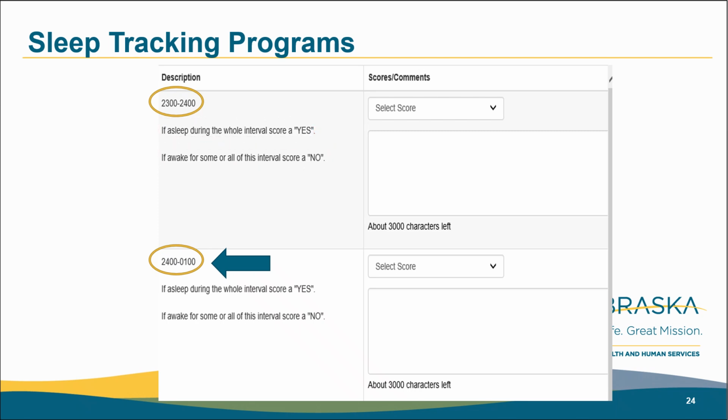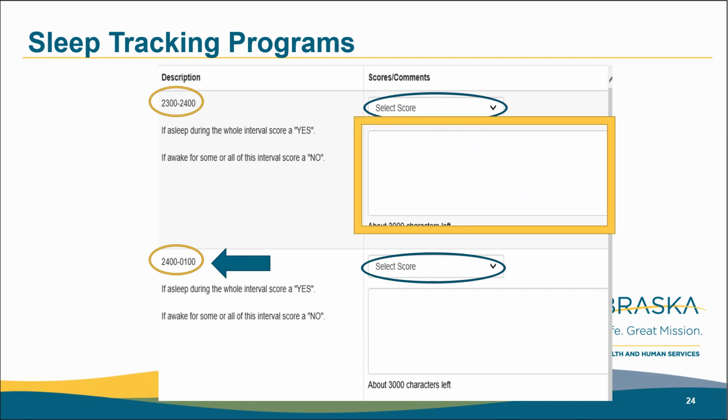Scoring uses the same method as the BSG. You will select either yes or no from the drop-down options on the right. A comment area is also available for each interval for any notes you may want to add, including, for example, a note that the individual was briefly awake for personal care during the interval.